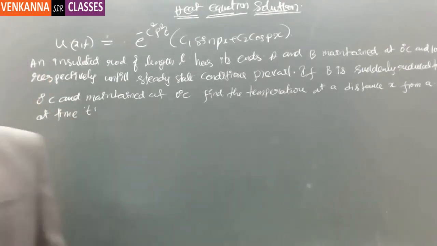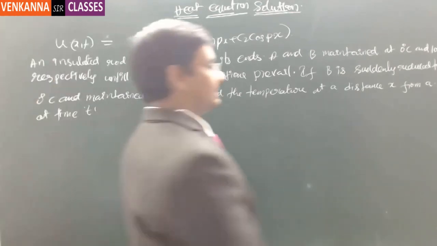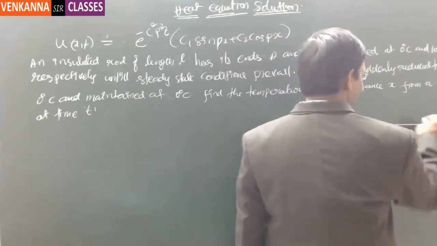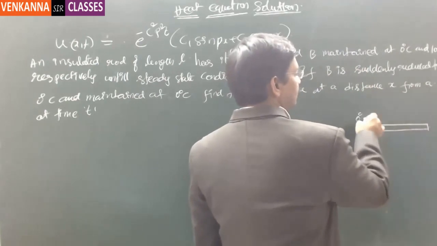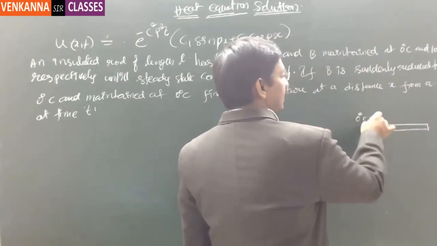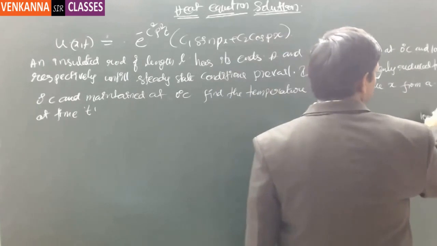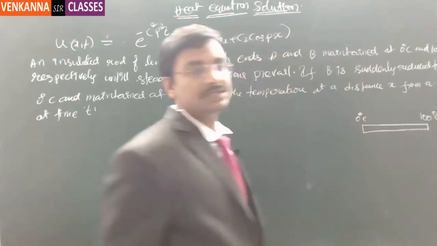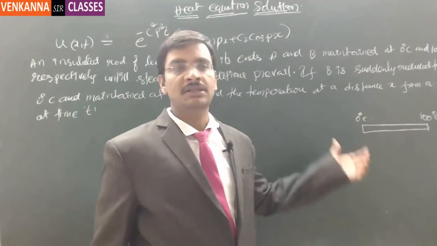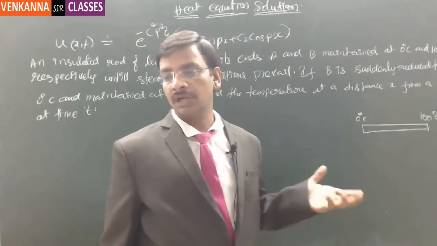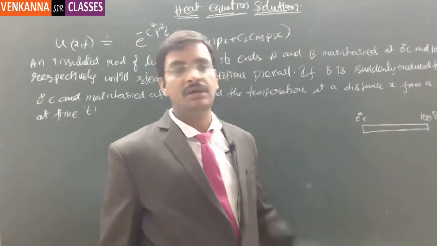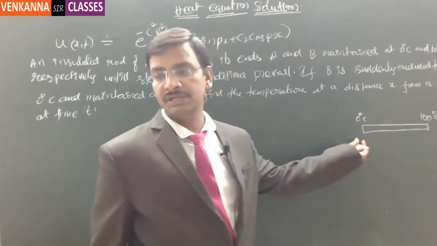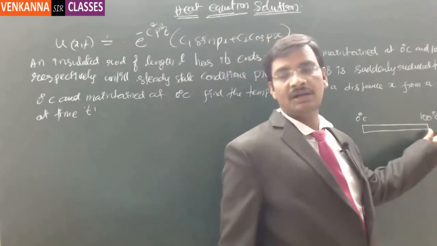Now if you notice in this particular problem statement, there is a rod like this, and this rod is maintained at 0 degree centigrade here and 100 degree centigrade here. Then the steady state conditions prevail. That means they kept these temperatures for a long time. Obviously, the temperature is distributed across this rod, with this part maintained at 0 degree centigrade and this part maintained at 100 degree centigrade.